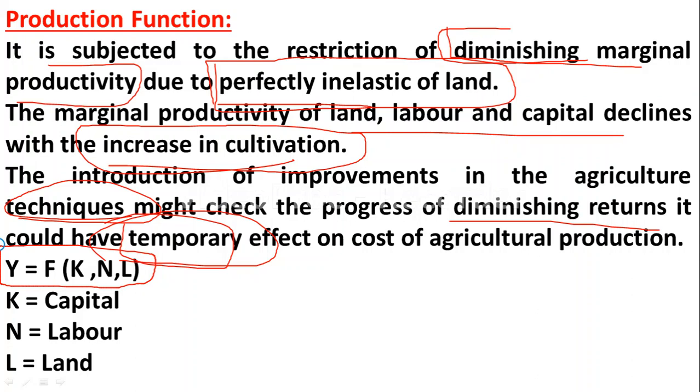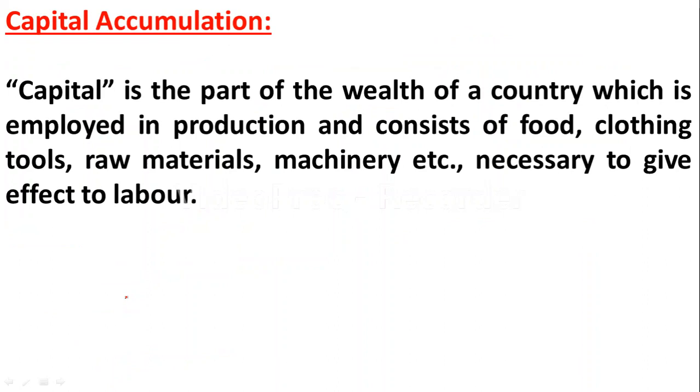Then the production function given by David Ricardo is Y = f(K, N, L). K means capital, N means labor, and L is the land. So Y, the national income, is a function of all these three factors of production.